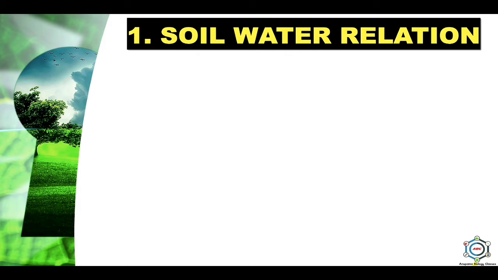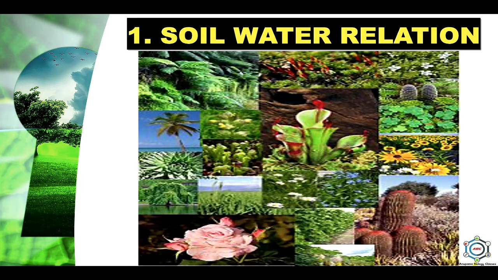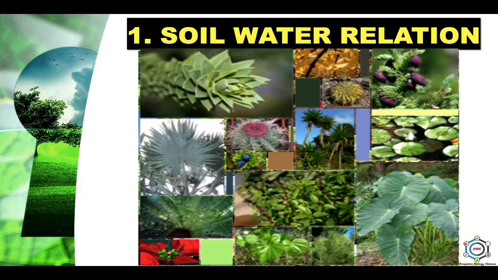So, at first, see here the first step of long distance transport of water, which is soil water relation. So, what is the relation between soil and water? Land plants absorb water mainly from the soil. The soil plays an important role as a water storage and medium for root growth, but it is also a reservoir of mineral nutrients and provides anchorage for plants.